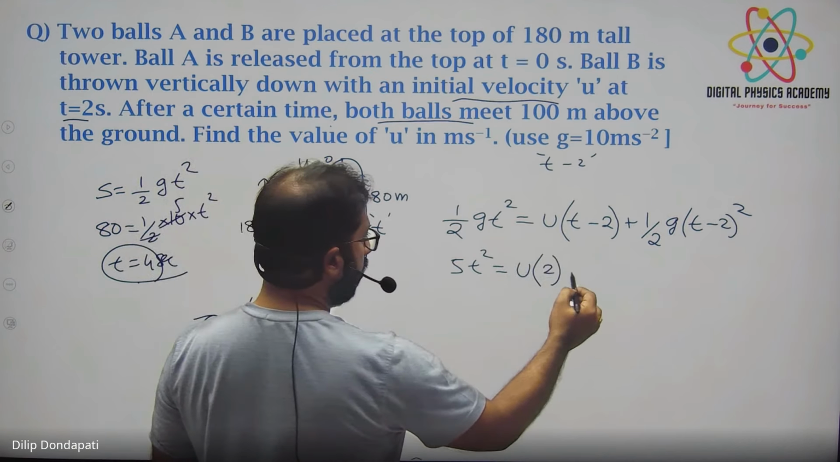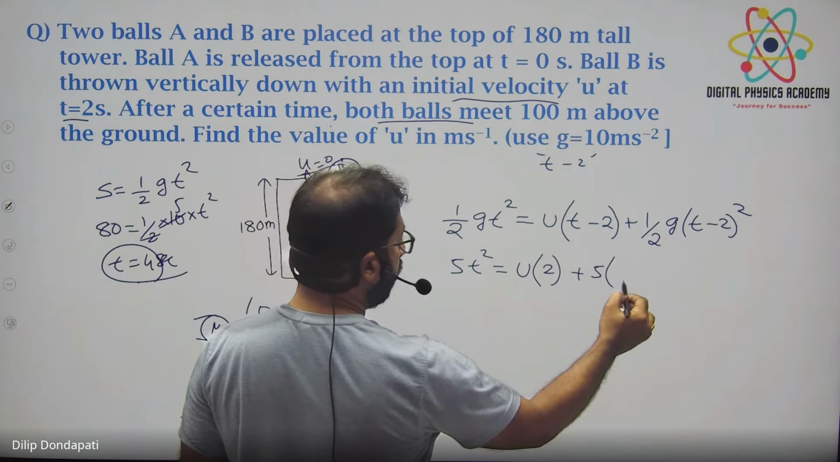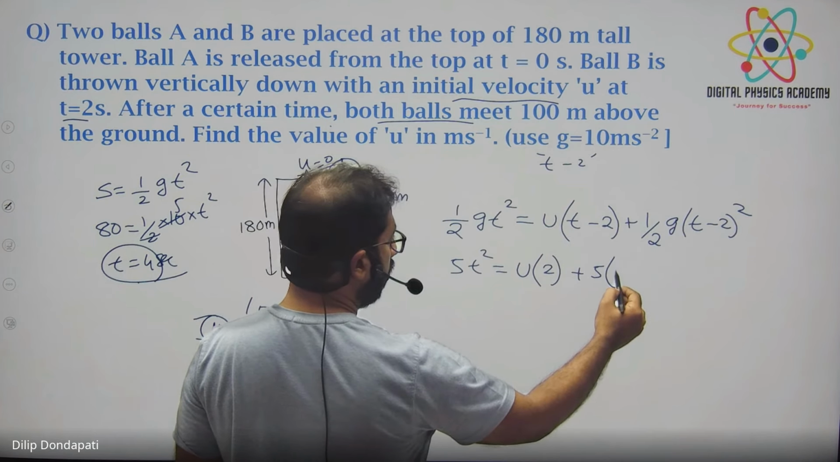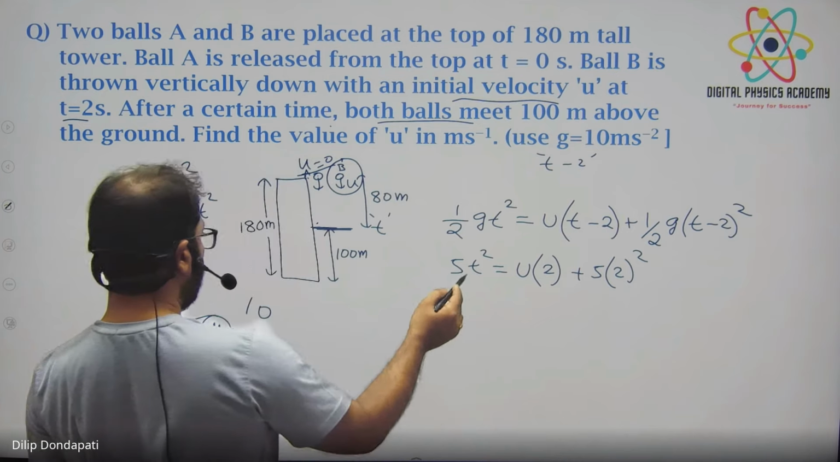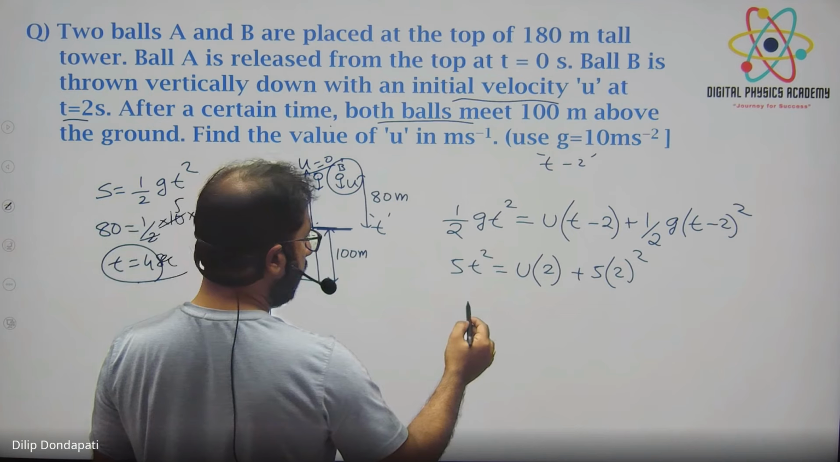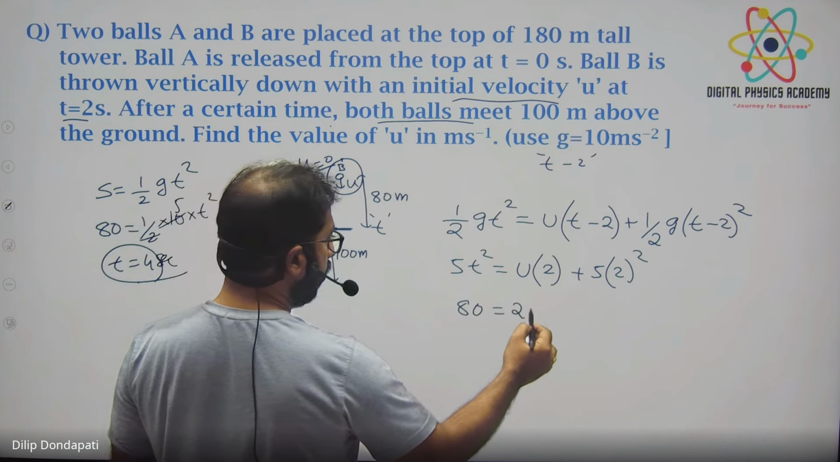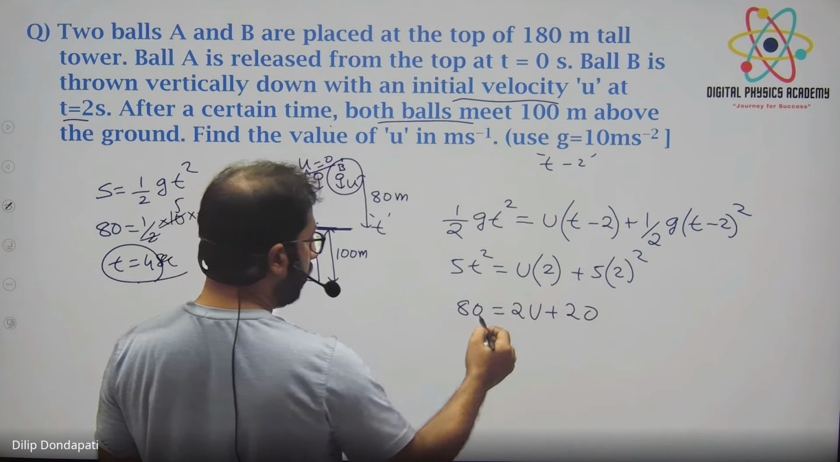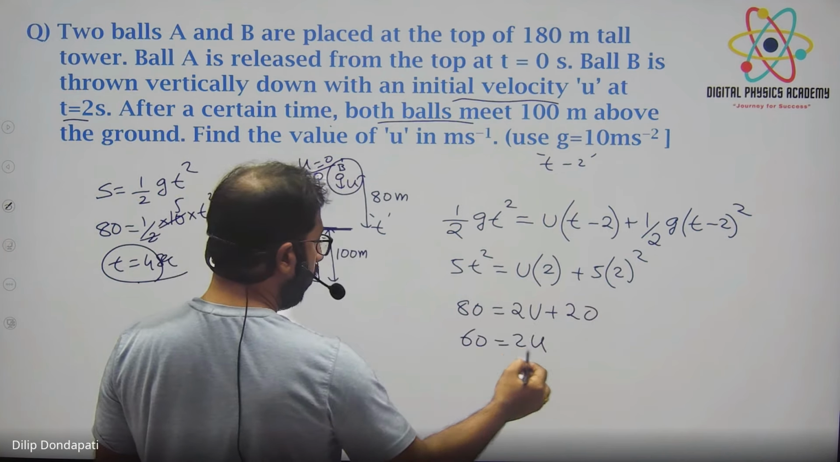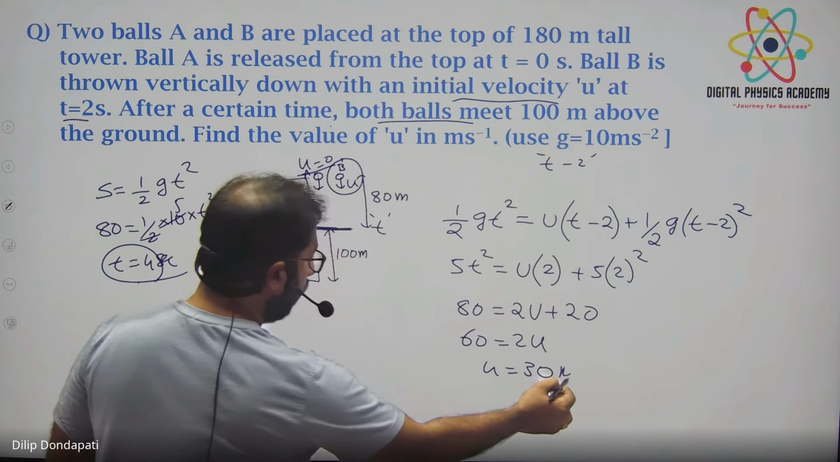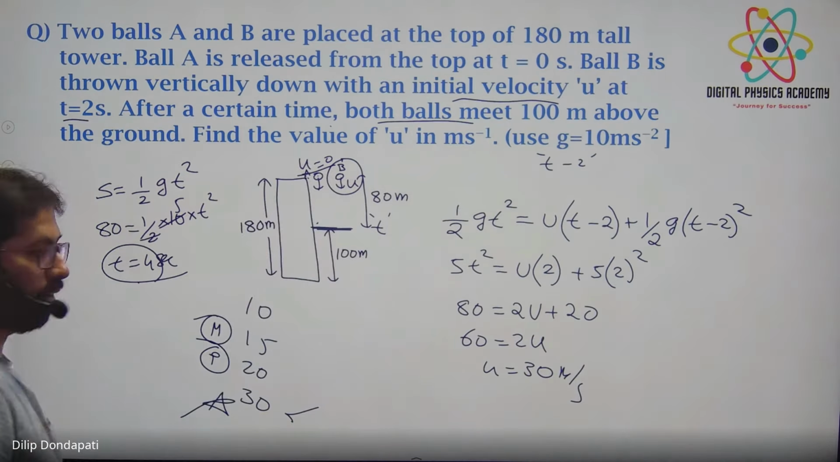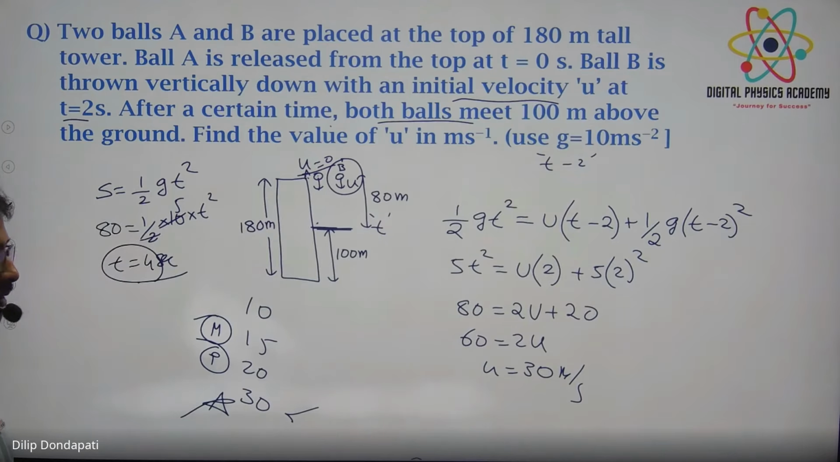Plus 5 into 4 minus 2 and 2 square. The answer is 30. So t squared is 16, 16 into 5 is 80. 80 is equal to 2u plus 20. So 60 is equal to 2u, u is equal to 30. Good, Manav. 30 got. No, sir, I wrote 1 into 2 as 4. Okay, so I got 4u as 60, so I thought u is 15.